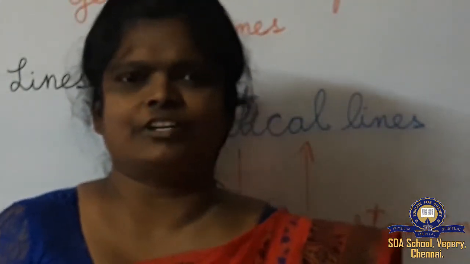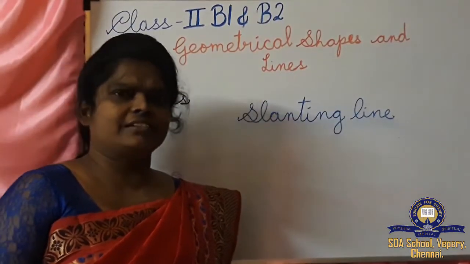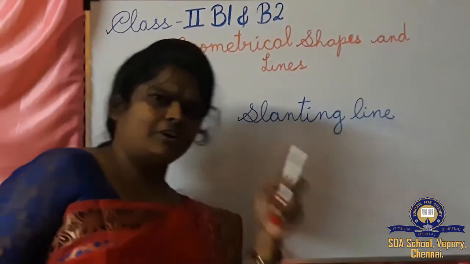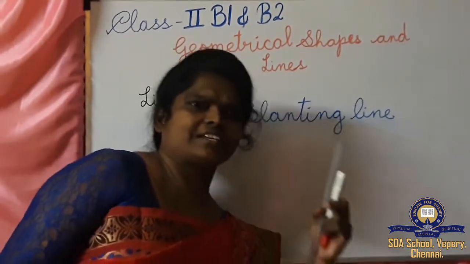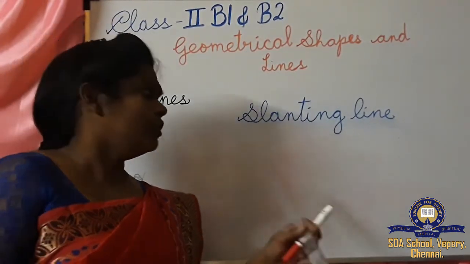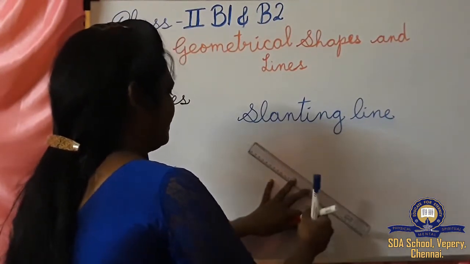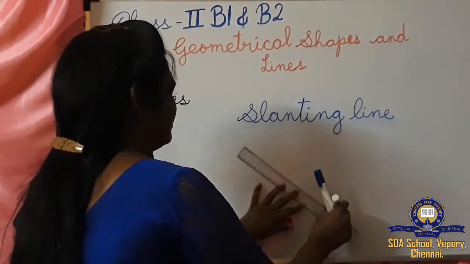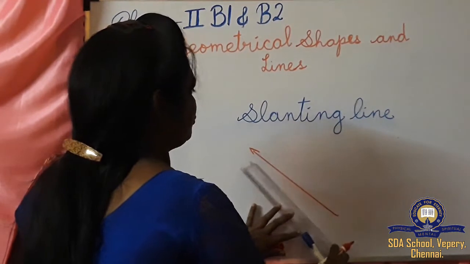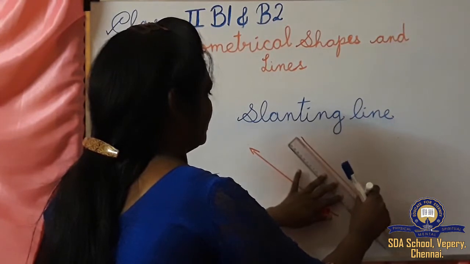The next line we are going to see is the slanting line. Now I am going to draw the slanting line. The slanting line, it's like when you slip. Now I am standing straight. When I slip, I go a little slanting, the cross way. That is a slanting line. It goes low to high. See the slanting line, low to high, in a cross way, and high to low, in a cross way.